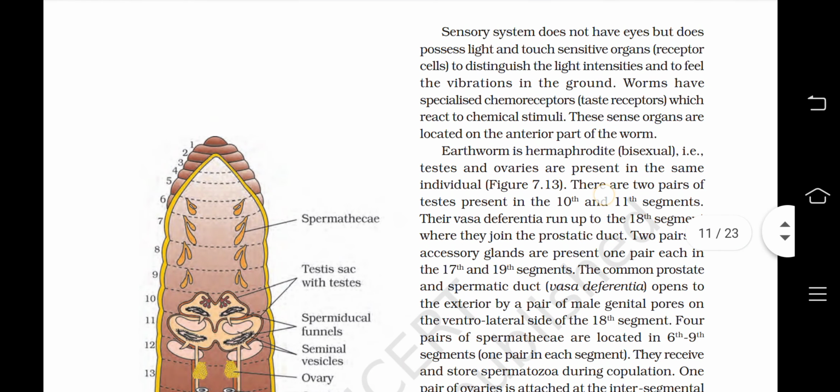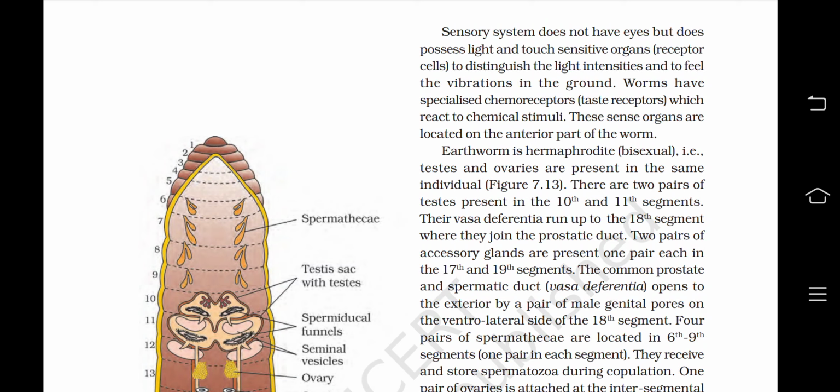Sensory system does not have eyes, but does possess light and touch sensitive organs, receptor cells, to distinguish the light intensities and to feel the vibrations in the ground. Worms have specialized chemoreceptors or taste receptors which react to chemical stimuli. These sense organs are located on the anterior part of the worm.